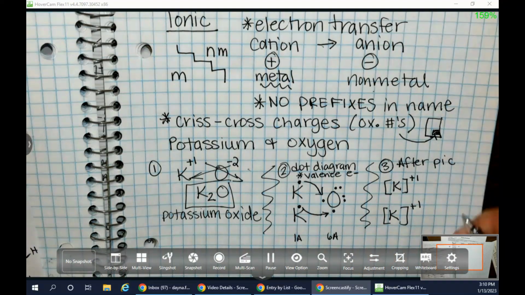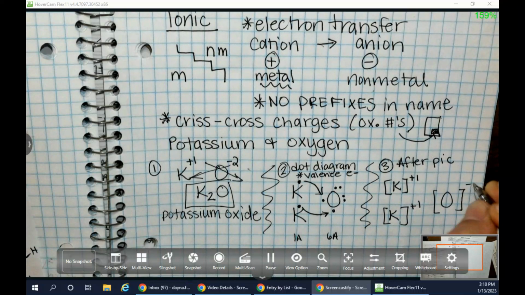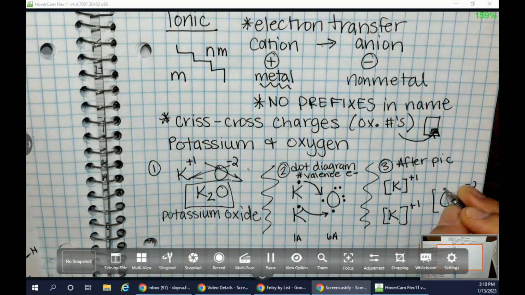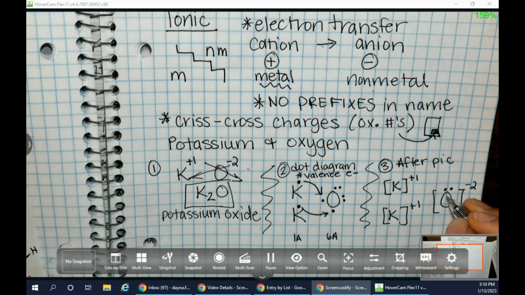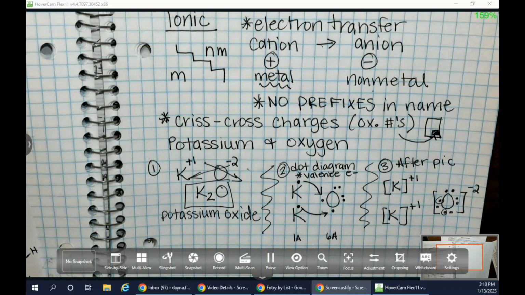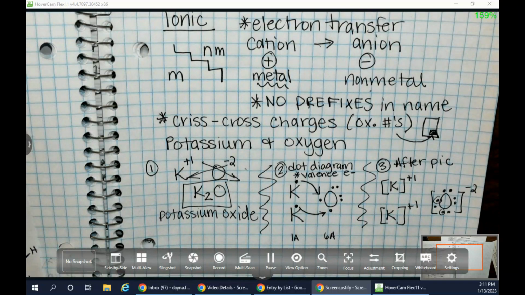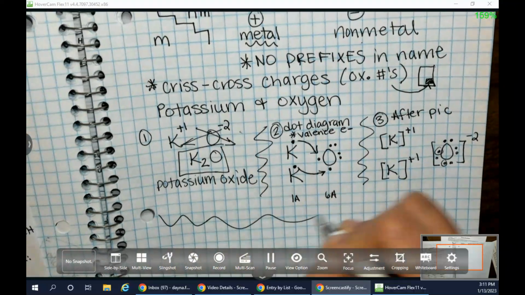Then you'll show oxygen turned into something with that -2 charge, but don't forget this: you have to show that it now has 8 electrons around it. It gained 2 of those electrons. So it has that -2 charge. And that would be your final answer, and that would be it.